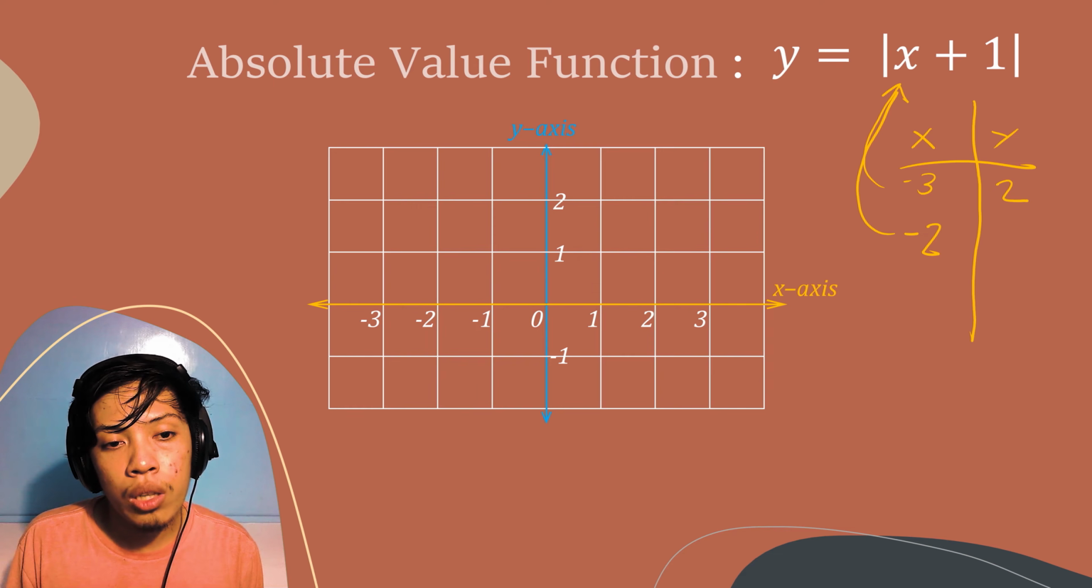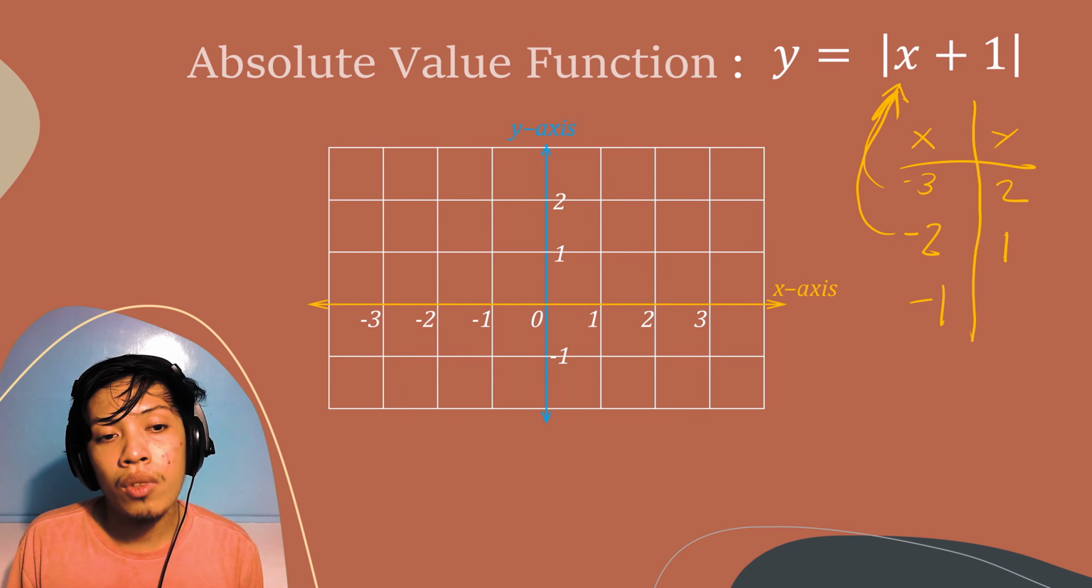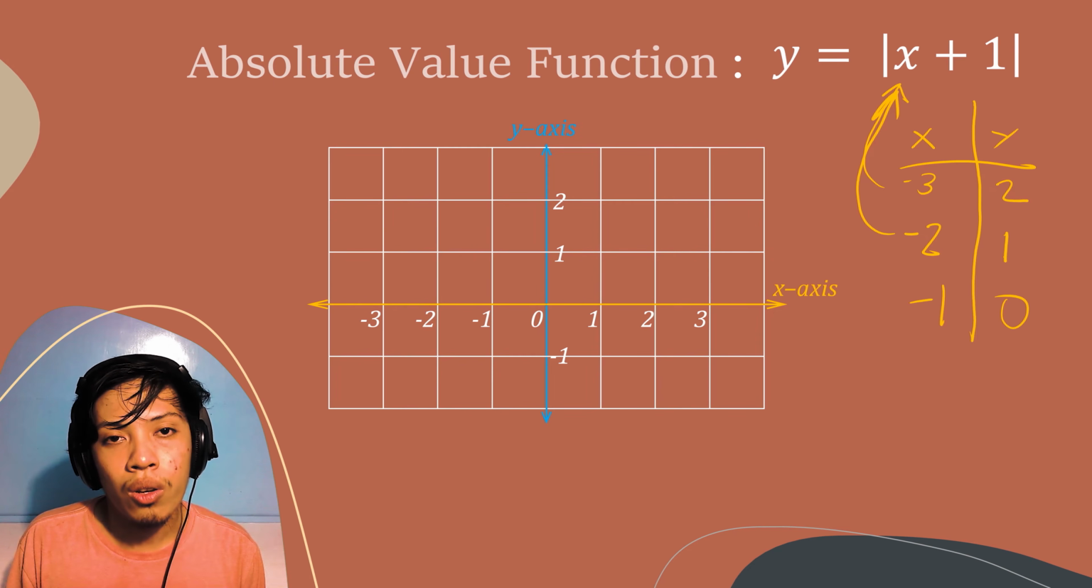Just need to substitute again. Negative 2 plus 1, that is negative 1. Then absolute value of negative 1, this is 1. Okay, so this is negative 1, and this is 0. Okay, so this is 1, this is 2. This is 2, and this is 3.